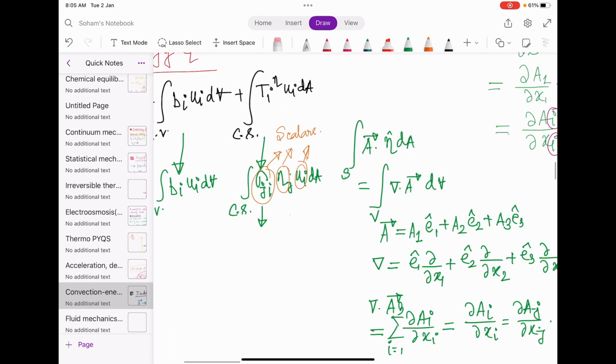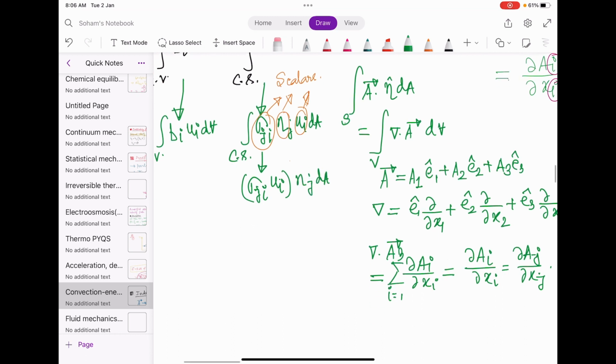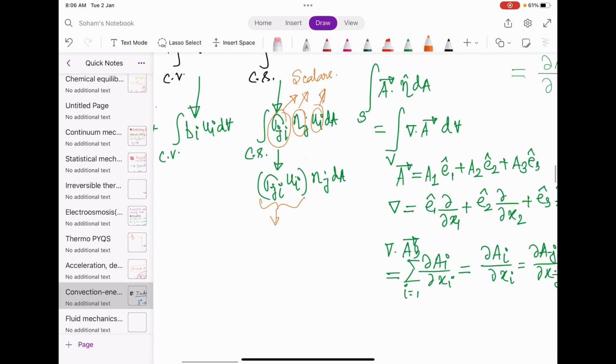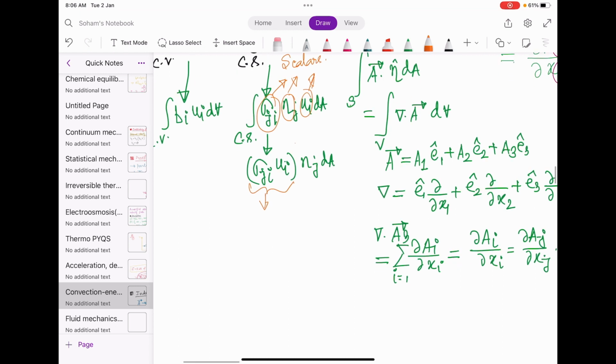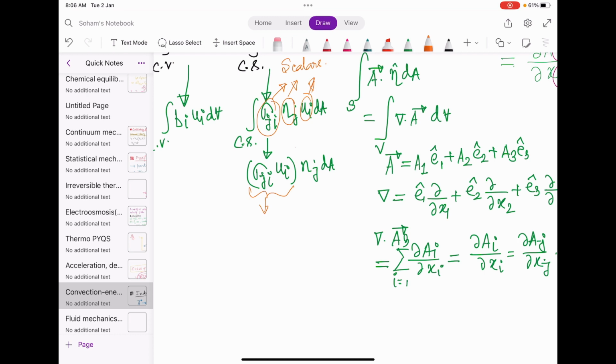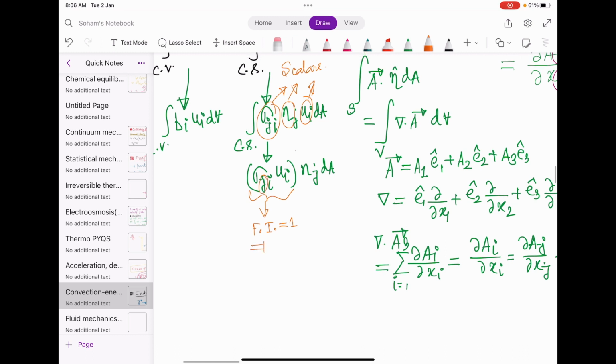Now, if these are scalars, then I can first multiply sigma ji with ui, then do the multiplication of eta j with this thing. Just take a look at this sigma ji into ui: how many free indices does it have? It has one free index, that is only j, since i is repeated. That directly means this must be a vector. So this is a vector, and it has the free index j.